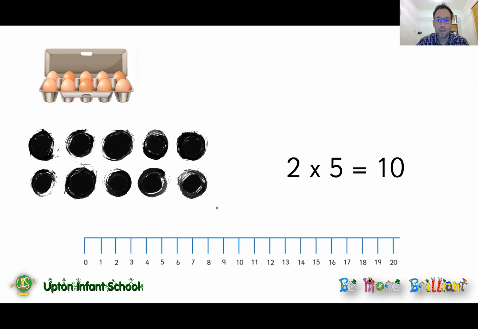Now, another way that I could show this is using my number line. So I'm just going to show you what this would look like as repeated addition on my number line. So I've got 2 lots of 5. So if I just start on my 0 here, and I'm going to show you 1 lot of 5. Every time I do a jump on my number line, I write how big it is. So that's a jump of 5. Then I'm going to do another jump of 5. I'm going to write how big my jump is, and I've landed on 10. So that shows that 2 lots of 5 make 10. 5 add 5 is 10.